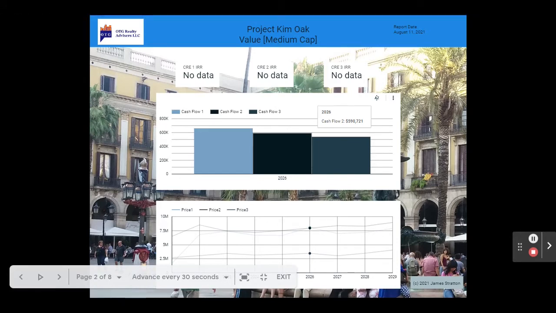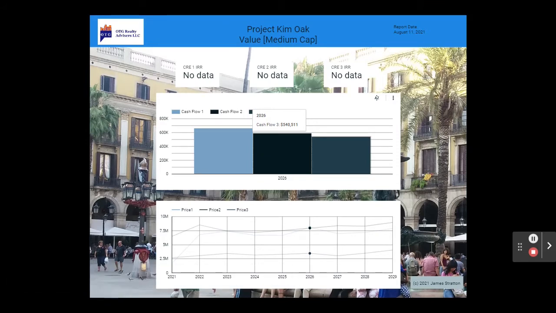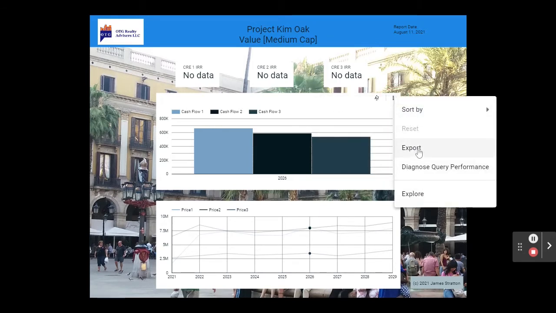$590,000 and some change on property number two, and property number three is $540,000 and some change. So you would add those two together in order to get what our reversion year, or our selling year, cash flows would look like. Now, at any time, if you want to export this, you can. You come up here and export it to your favorite spreadsheet.